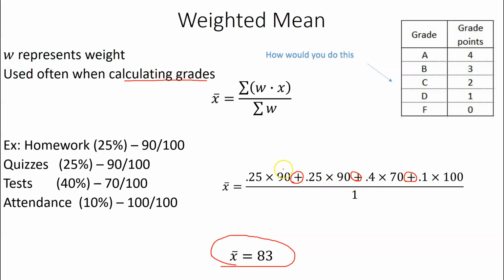And this process is how your GPA is calculated. When you go through, you've got a 4.0 student, a 3.0 student, a 3.5 student, a 3.3 student, and so on and so forth. Those are weighted means.